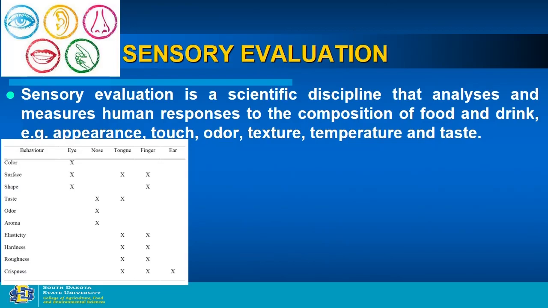So basically, it is human responses to the composition of food and drink. They use a lot of senses. For example, appearance: by looking at it, we all make a judgment, right? By touching it, we make a judgment. By smelling it, we make a judgment. By compressing it, we make a judgment. And by feeling it, temperature, and also taste.